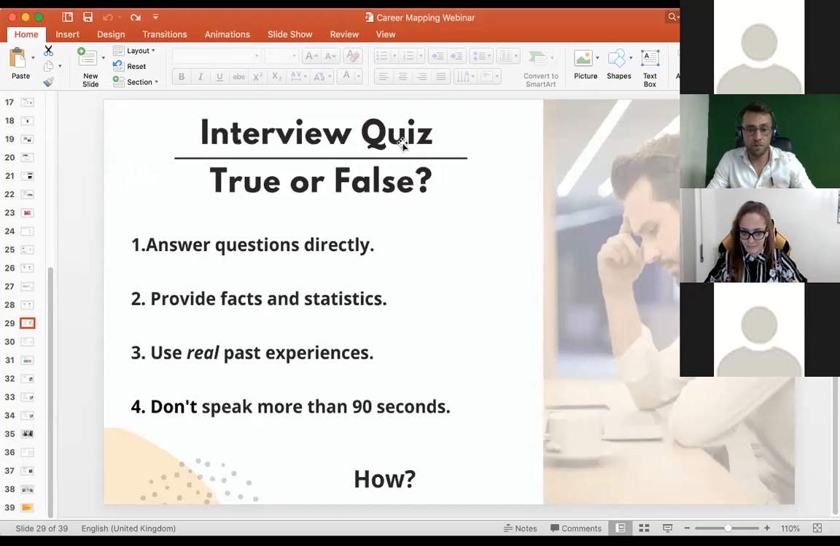In an interview, when you're in an interview, do you answer questions directly or indirectly? Should you give facts and statistics? Should we use real work experiences, past experiences, or should we invent? Should we just explain our experiences? Should we speak for more than 90 seconds?